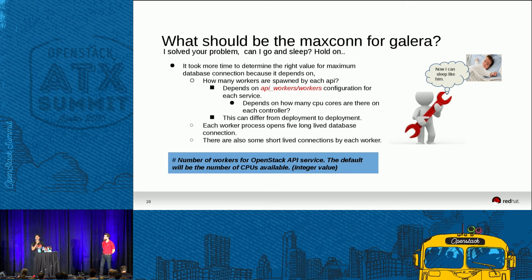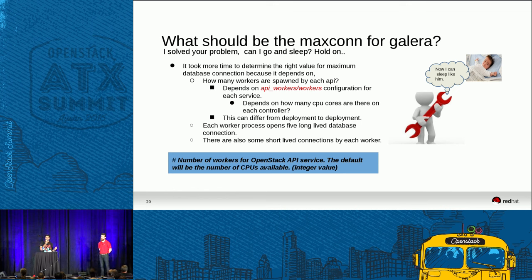Okay, so it took us more time to understand what should be the right maximum limit for MariaDB Galera for an OpenStack environment. This is what you need to give a clear, close look and implement in your OpenStack environment. The number of database connections depends on various factors. So how many workers are spawned by each API service?